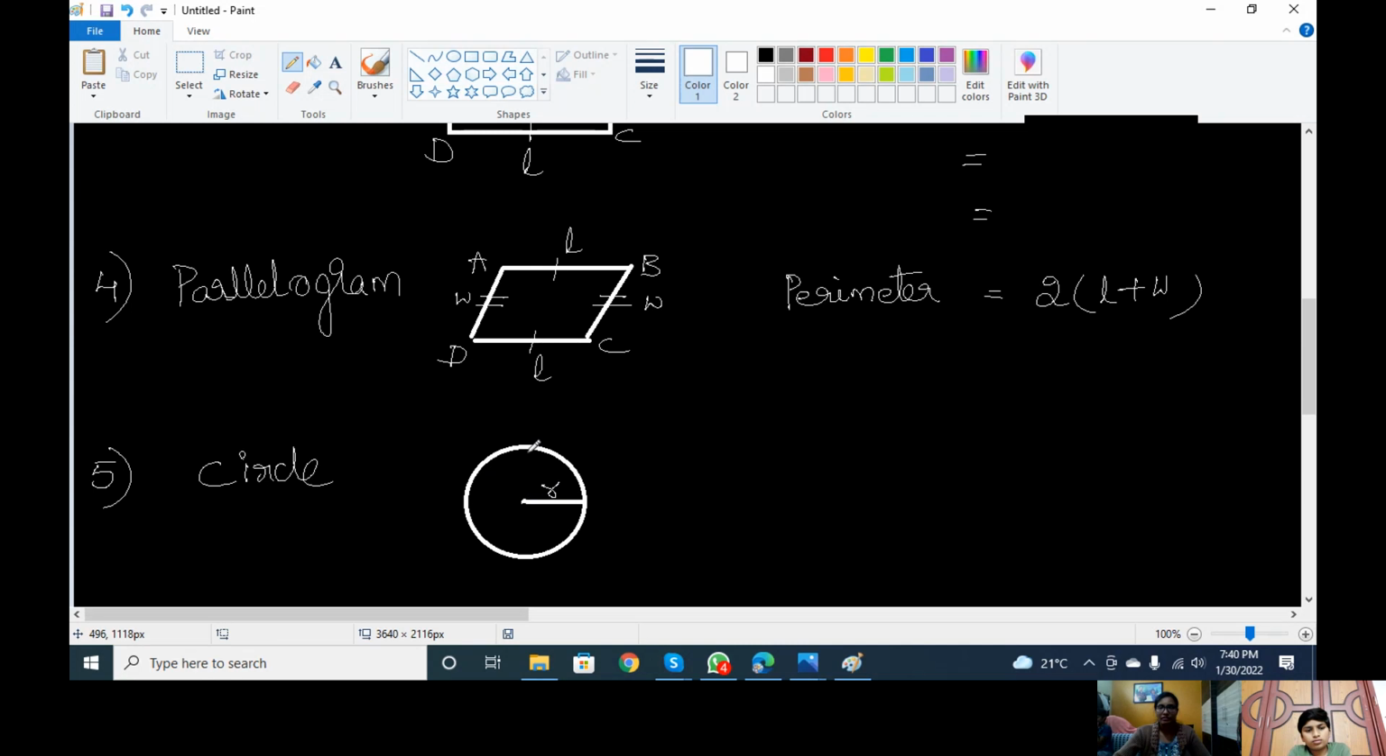So wherever you measure from the center to any part of the circle, that will be the same. So that is called radius.